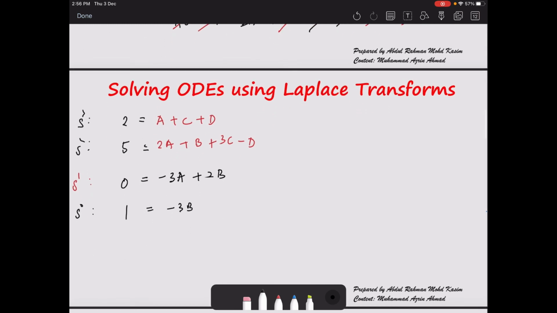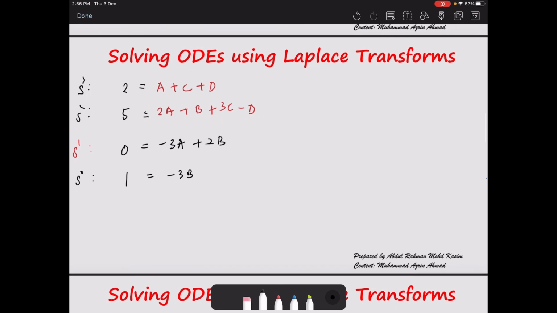Okay, so now you will have 4 equations to be solved simultaneously. So you can use the calculator to find the values of A, B, C, and D, or you may use the method of substitution to get each of the values.